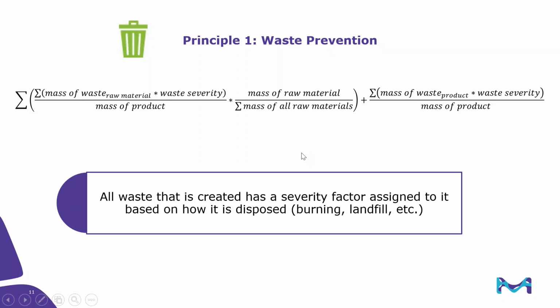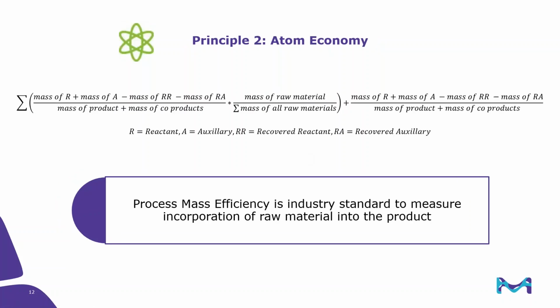The second principle is atom economy. We all know the more atoms go into the final product, the more efficient and sustainable the process is. We create less waste, less harm. In the pharma industry, they call this process mass efficiency. It's heavily used by the pharmaceutical industry.